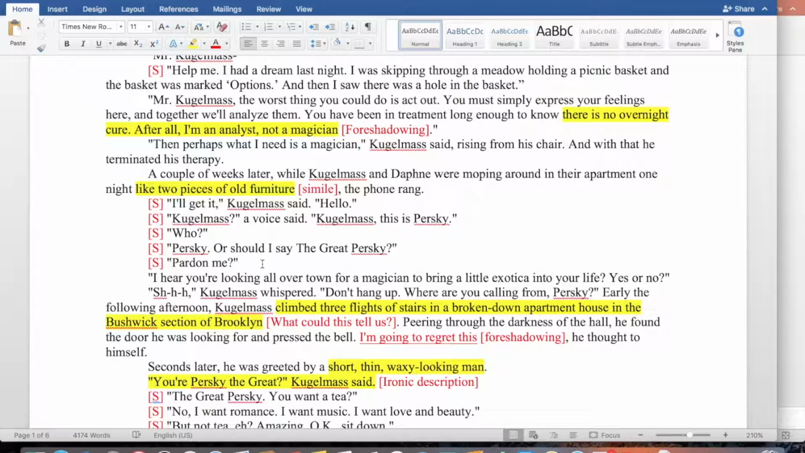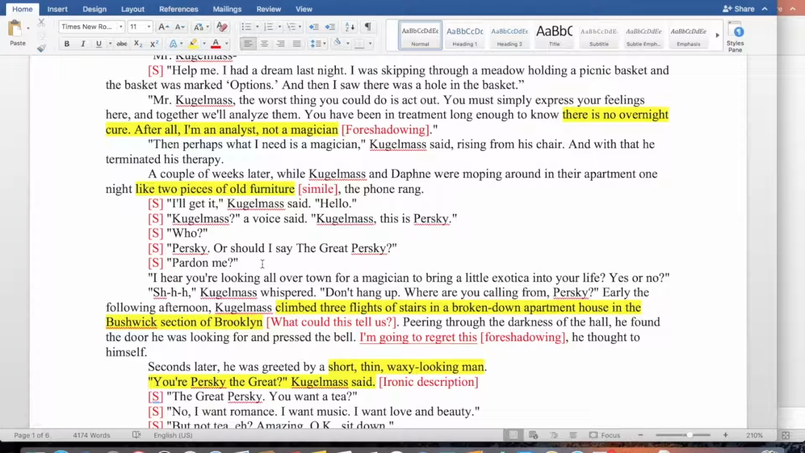Then perhaps what I need's a magician, Kugelmass said, rising from his chair. And with that, he terminated his therapy without getting any real advice, except to go see a magician. So a couple of weeks later, while Kugelmass and Daphne were moping around in their apartment one night, like two pieces of old furniture, the phone rang.